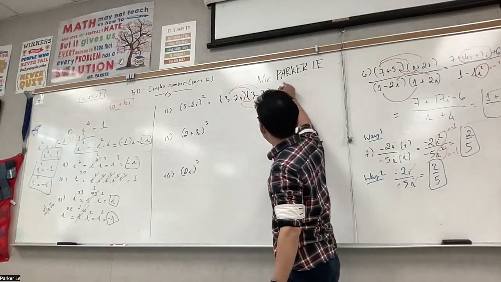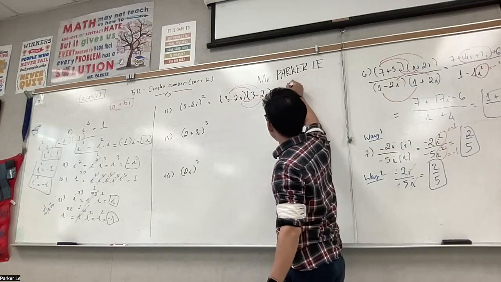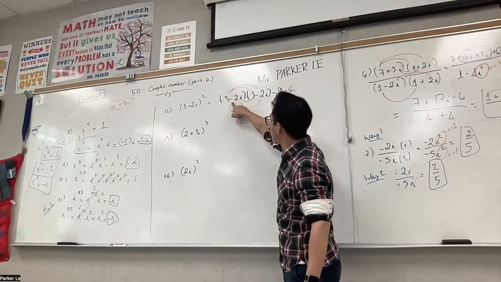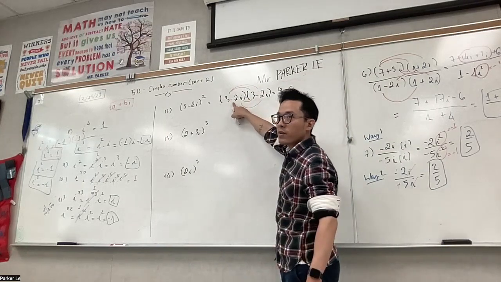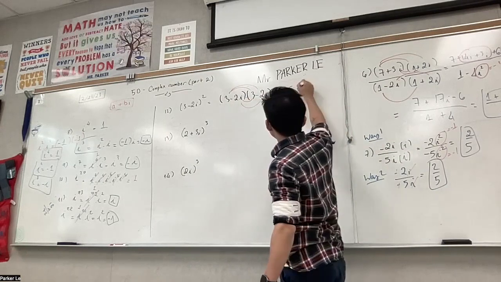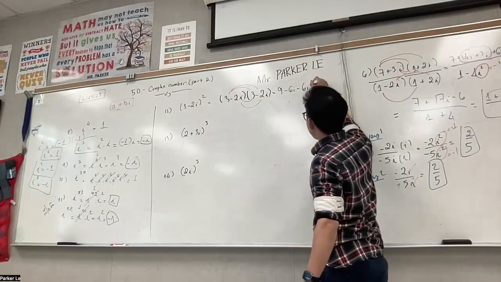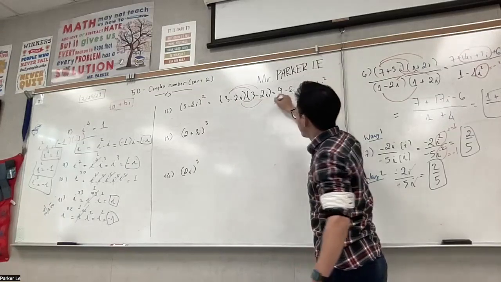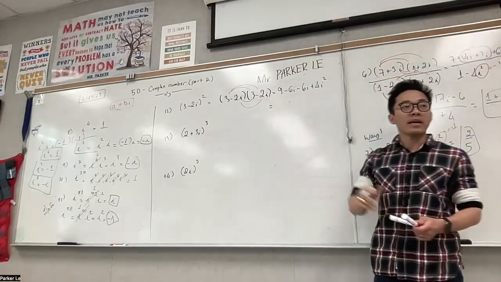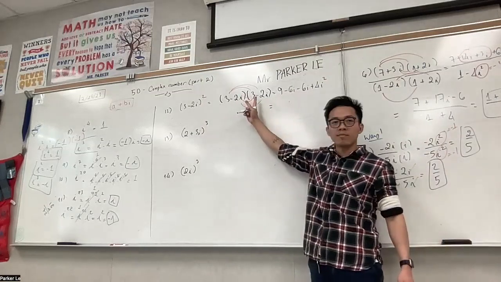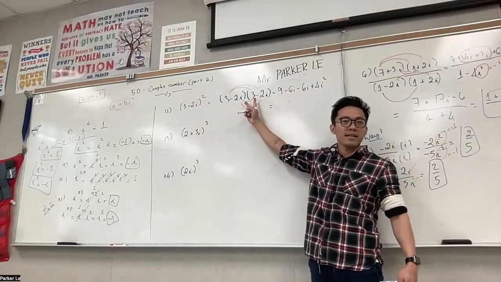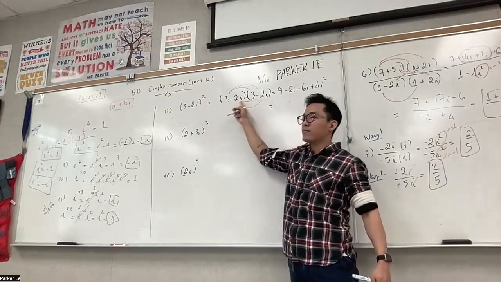3 times 3 is 9. 3 times negative 2i is negative 6i. Negative 2i times 3 is negative 6i. Negative 2i times negative 2i is positive 4i squared. I just break the square into multiplying by itself, right? Square means multiply by itself.